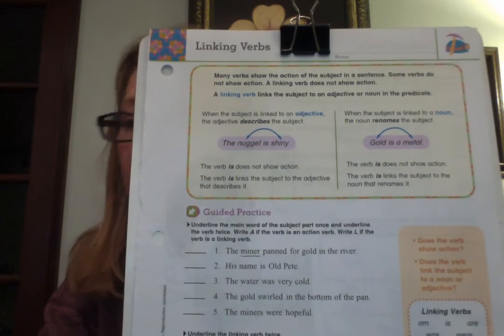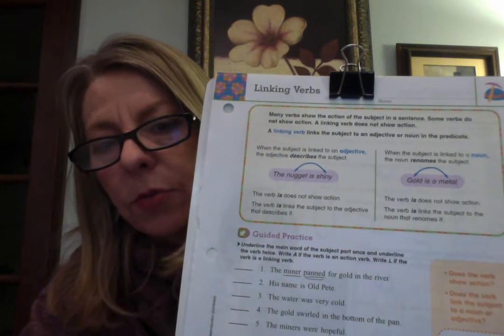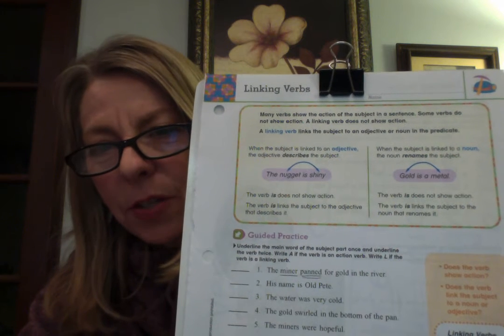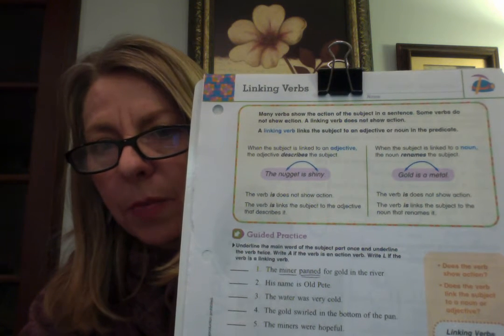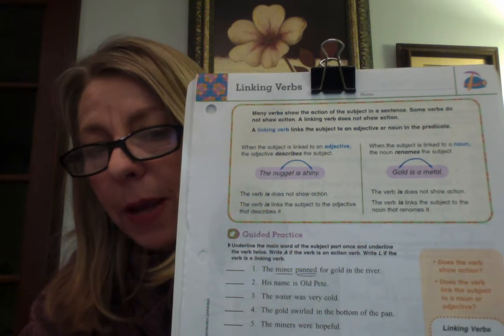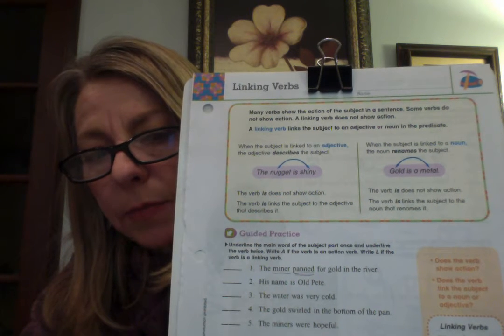Okay, so what is the miner doing, or what did the miner do? He panned for gold, right? So we would underline, just do the main word, which would be panned, okay? The miner panned. So 2 lines under the verb. Now we have to think, is panned an action verb or a linking verb? Is it linking the miner to tell us what the miner is like or what the miner is, or is it showing us what the miner does? Okay, so yes, it's an action verb because it's telling us what the miner did.